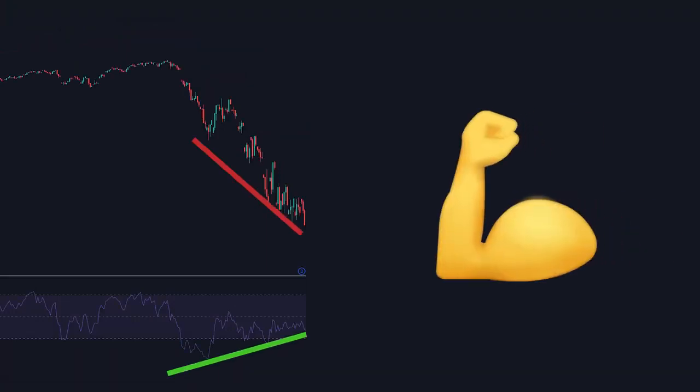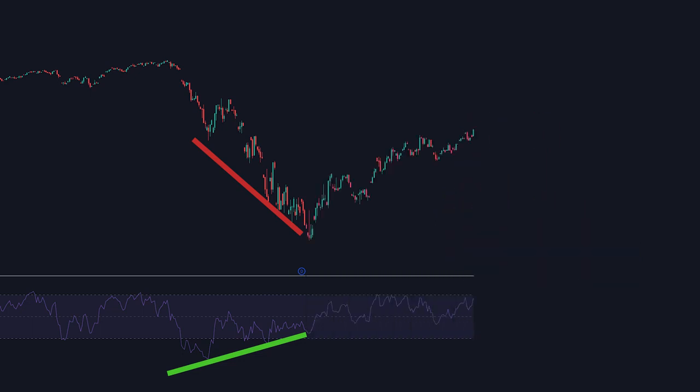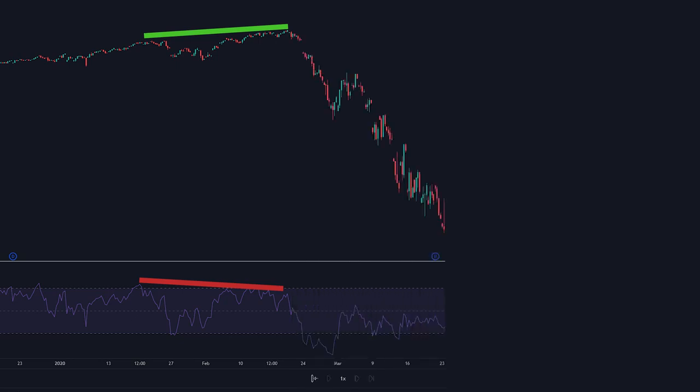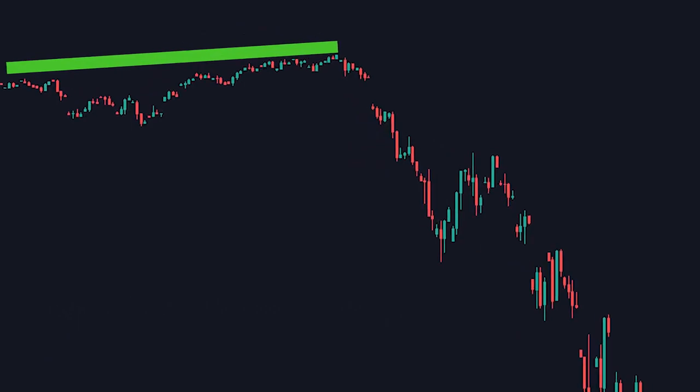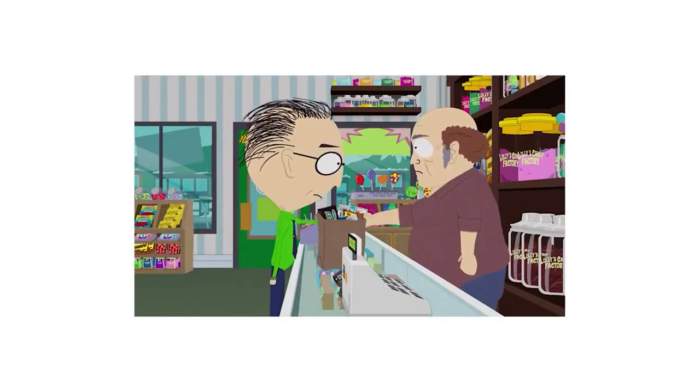If you use divergences, you could have predicted the reversal of the COVID-19 crash. As you can see, price was making lower lows, but the RSI indicator was making higher lows, which indicates strength and a reversal is about to happen, which is exactly what did happen. You could have predicted this crash on the S&P 500. The chart was making higher highs, but the RSI was making lower highs, showing signs of losing momentum, which if we look forward, it crashed pretty hard after this, and you could have entered a short at the very beginning of that crash.